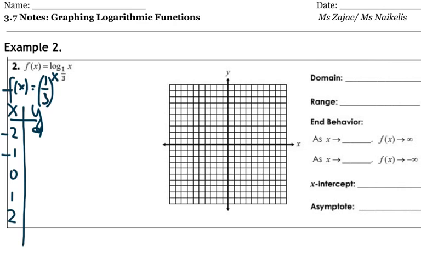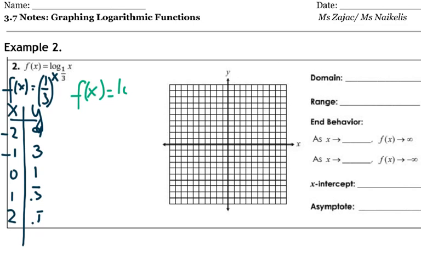When x is negative 1, we have y equals 3. When x is 0, 1/3 to the power of 0 is 1. 1/3 to the power of 1 is the same as 1/3, or in decimal form is 0.3 repeating, and 1/3 to the power of 2 is 1/9. In decimal form, it's going to be 0.1. Now let's reverse the table and get a graph of our log function.